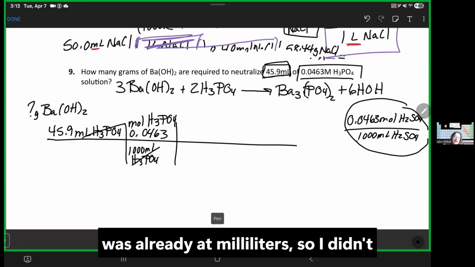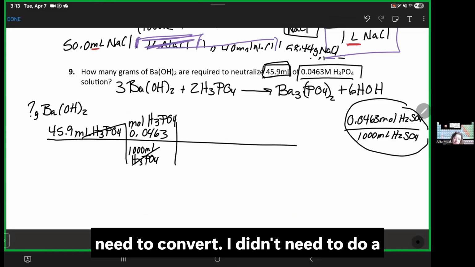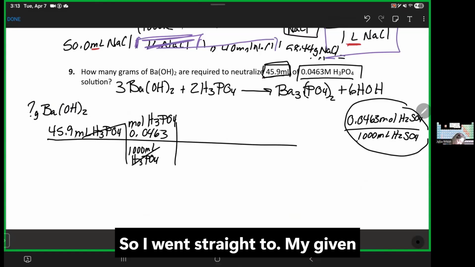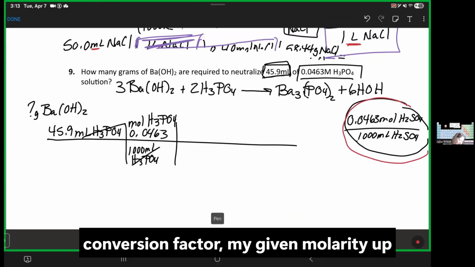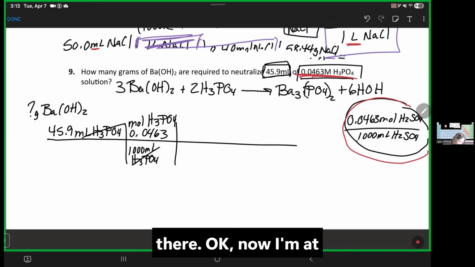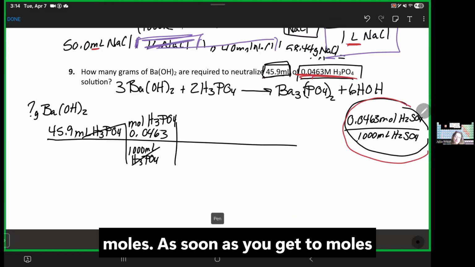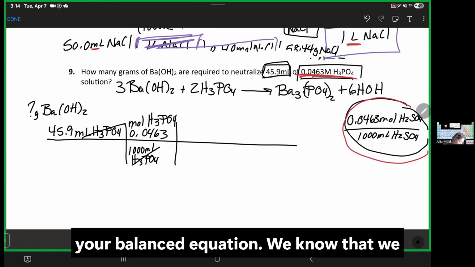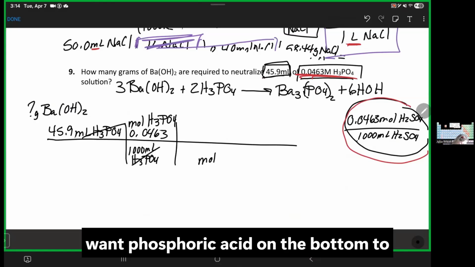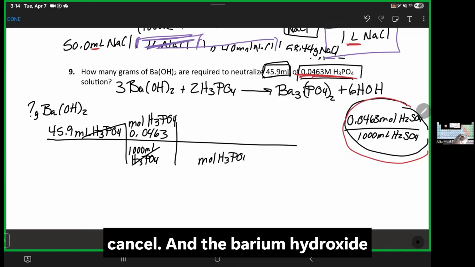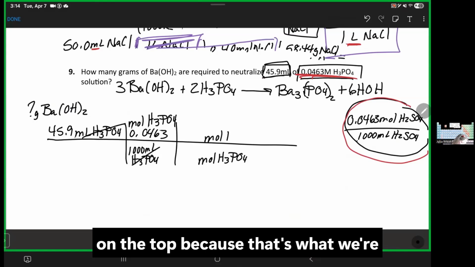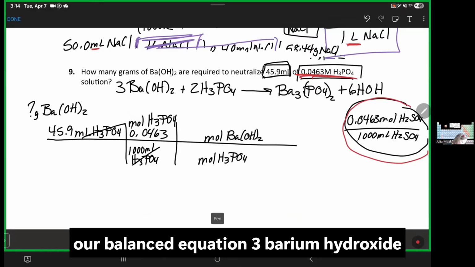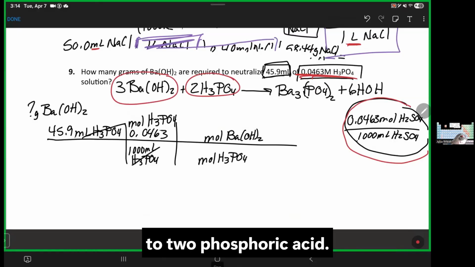Okay, so I was already at milliliters, so I didn't need to convert. I didn't need to do a conversion of milliliters to liters. So I went straight to my given conversion factor, my given molarity up there. Now I'm at moles. As soon as you get to moles is where you cross that mole river using your balanced equation. We know that we want phosphoric acid on the bottom to cancel and the barium hydroxide on the top because that's what we're looking for. And in our balanced equation, 3 barium hydroxide to 2 phosphoric acid.